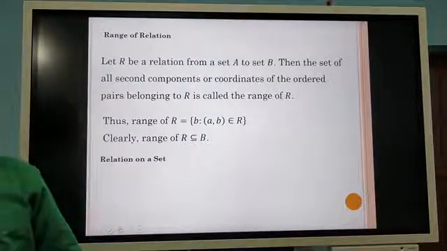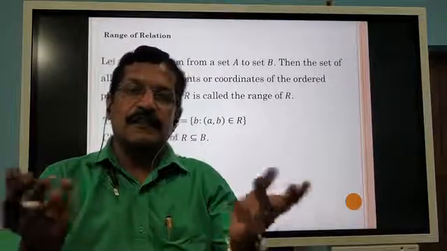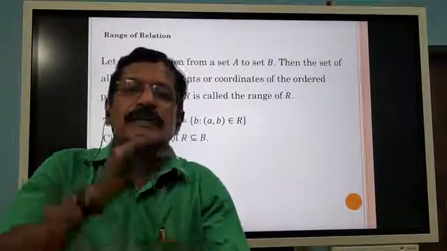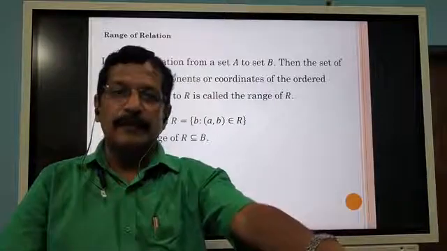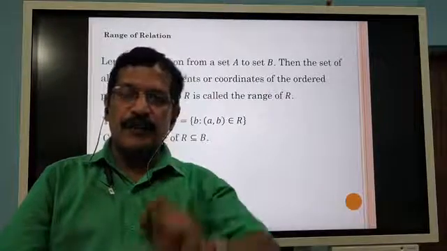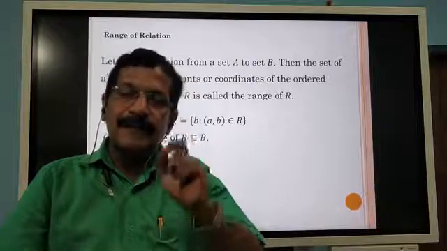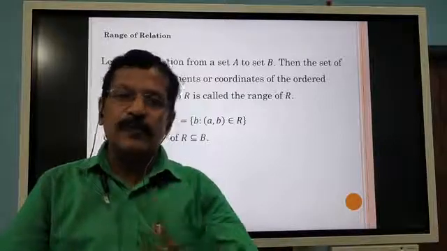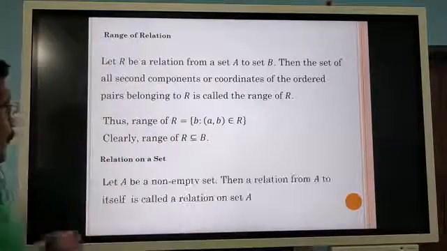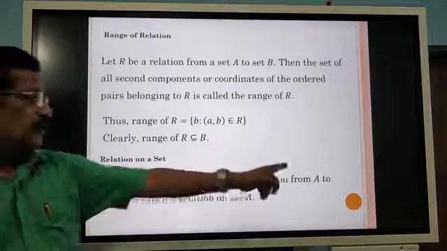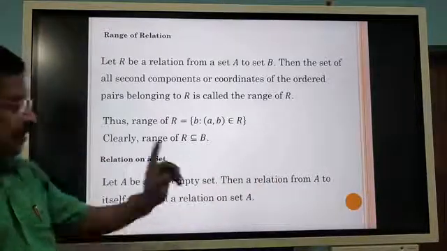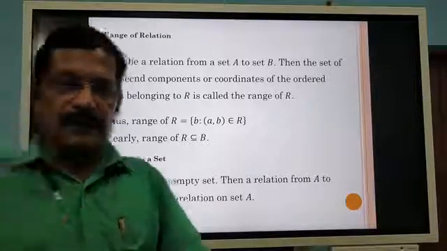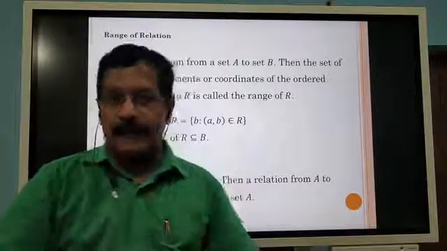Now, relation on a set. What is a relation on a set? A relation from a set A to itself is called a relation on A. In short, a relation on a set A is a relation from A to A, that is, a subset of A cross A. If A is a non-empty set, then the relation from A to itself is called a relation on the set A. Here in class 12, we are discussing relation on a set generally.